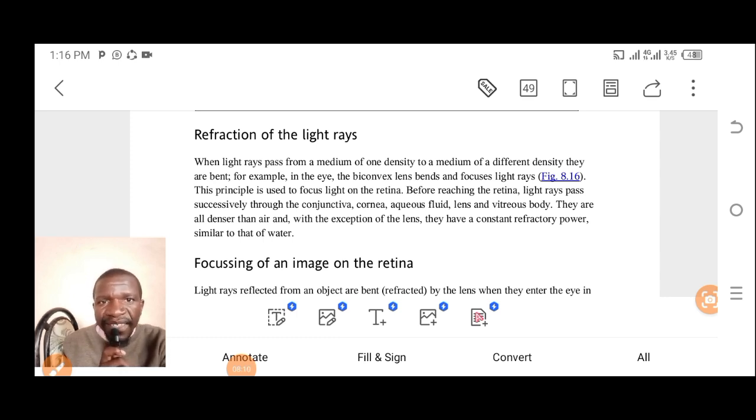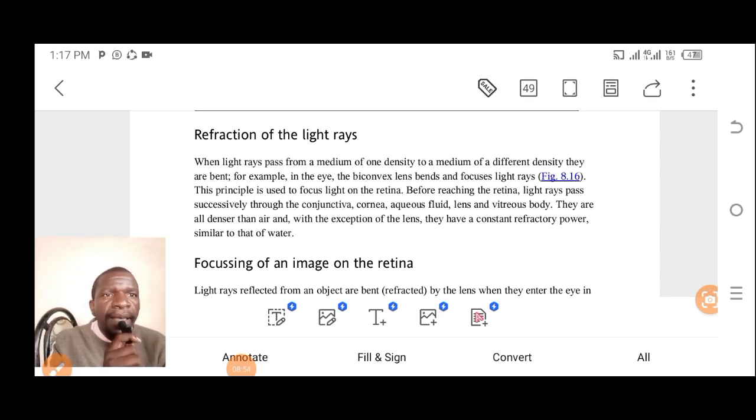So the function of the biconvex lens is to bend the straight light rays and focus them on the macula lutea, which is where the photosensitive pigments that generate the electric impulses are found, right? So when the light passes successively through the conjunctiva and the cornea to the lens, the lens will refract the light rays and focus them on the macula lutea, which is in the retina, for the purposes of generating electrical impulses which are sent to the brain for evaluation of sight. So this principle is used to focus light on the retina.